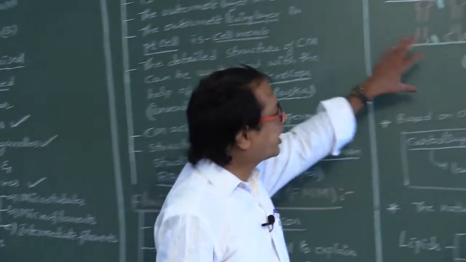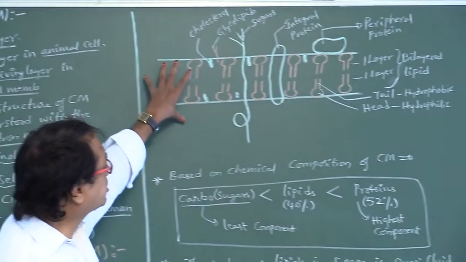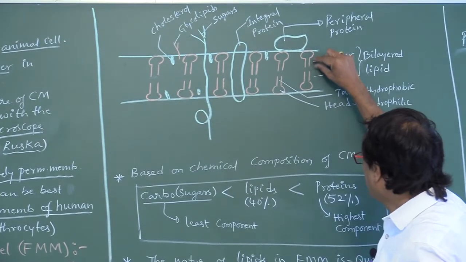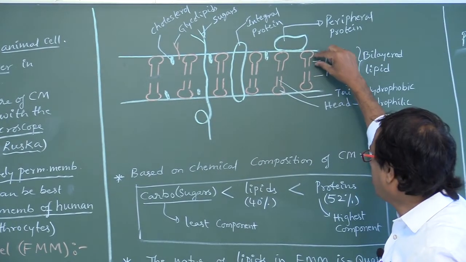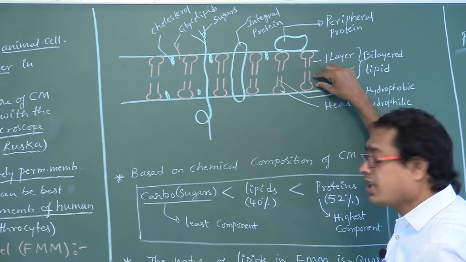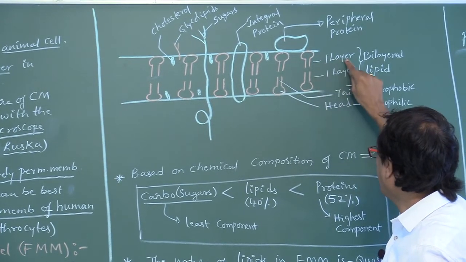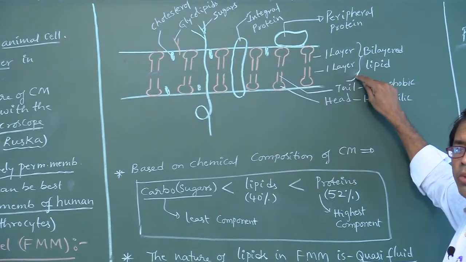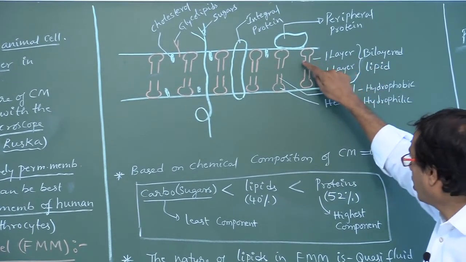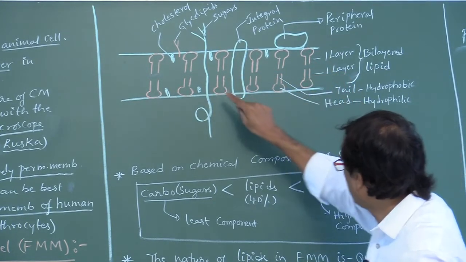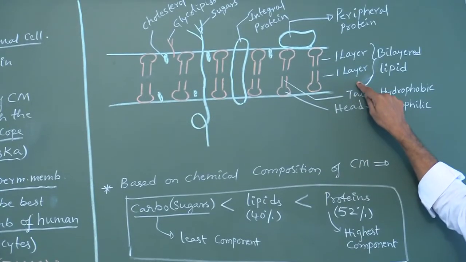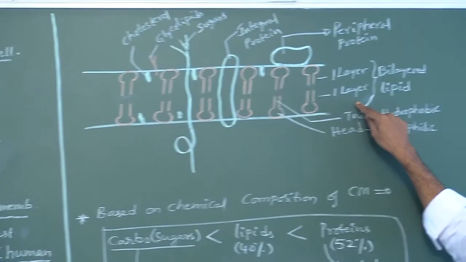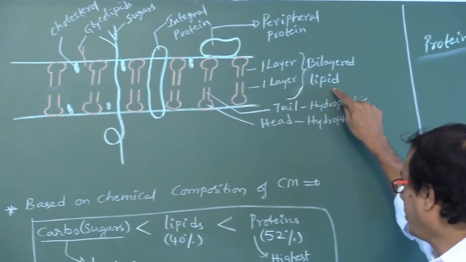Now look at the diagram of the cell membrane. This is the cell membrane. This is a lipid layer, this is one layer of lipid, and this is the second layer of lipid. So overall, in how many layers are lipids arranged? Two layers. So the arrangement of lipids is a bilayer.